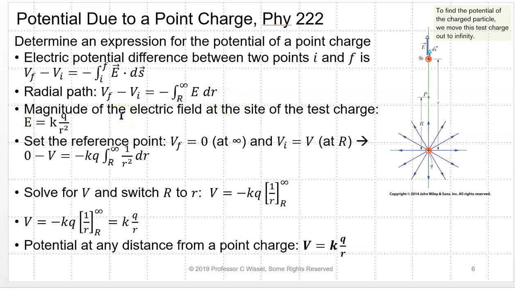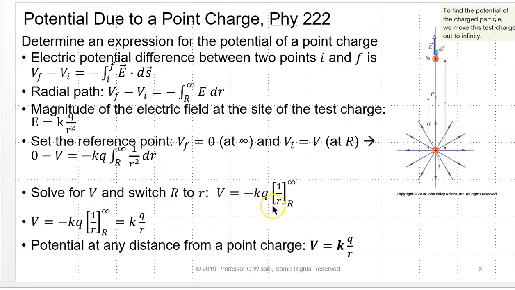The magnitude of the electric field at the site of the test charge is E equals kq over r squared. We're going to set the reference point Vf equals 0 at infinity. And then we're going to say Vi equals V at point R. So then we have 0 minus V equals minus kq times the integral from r to infinity of 1 over r squared dr. We're going to solve for V, switch to big R. V equals minus kq times the quantity 1 over r, between the limits of integration between big R and infinity. And remembering that 1 over infinity is 0, we find that V equals kq over r. So the potential at any distance from a point charge is V equals kq over r.